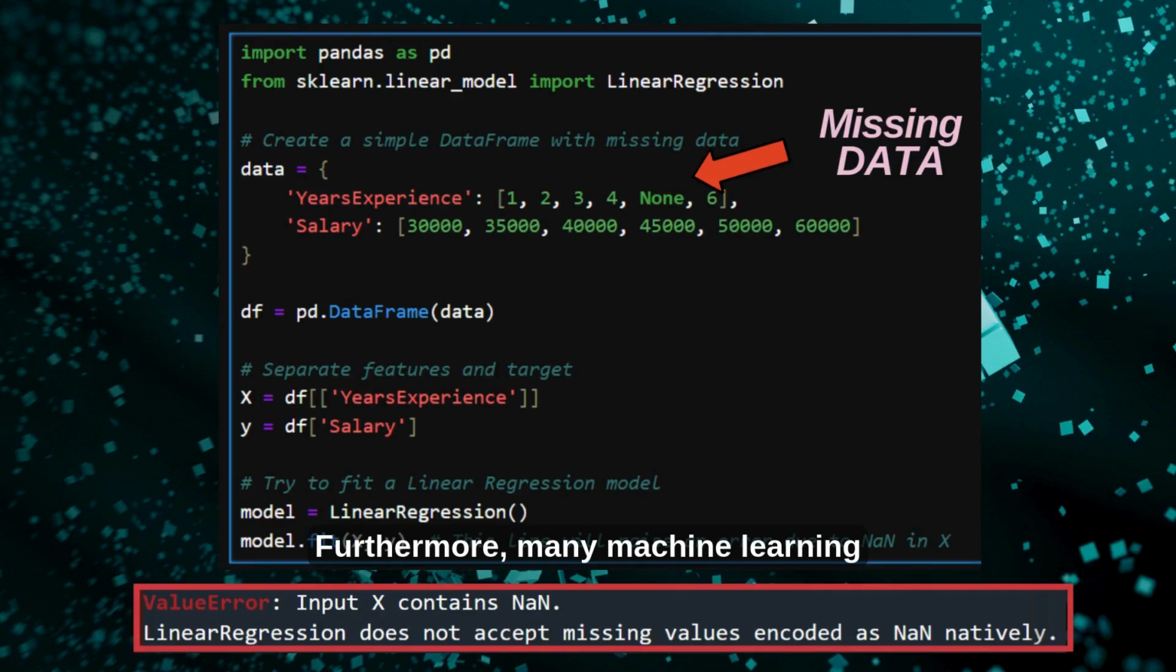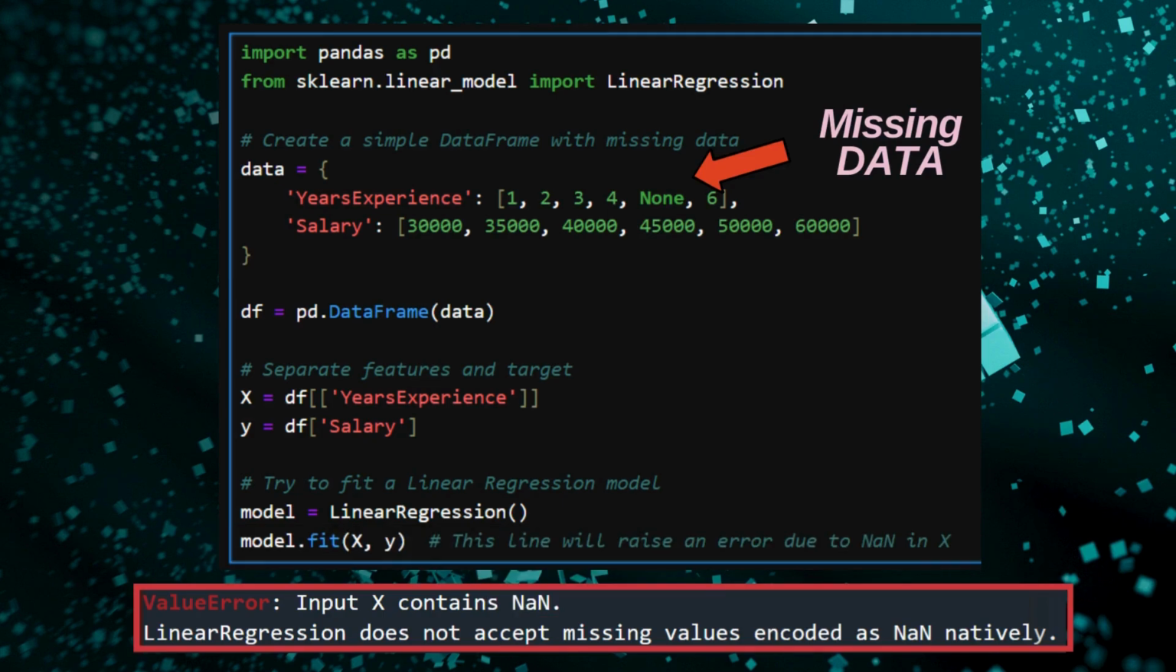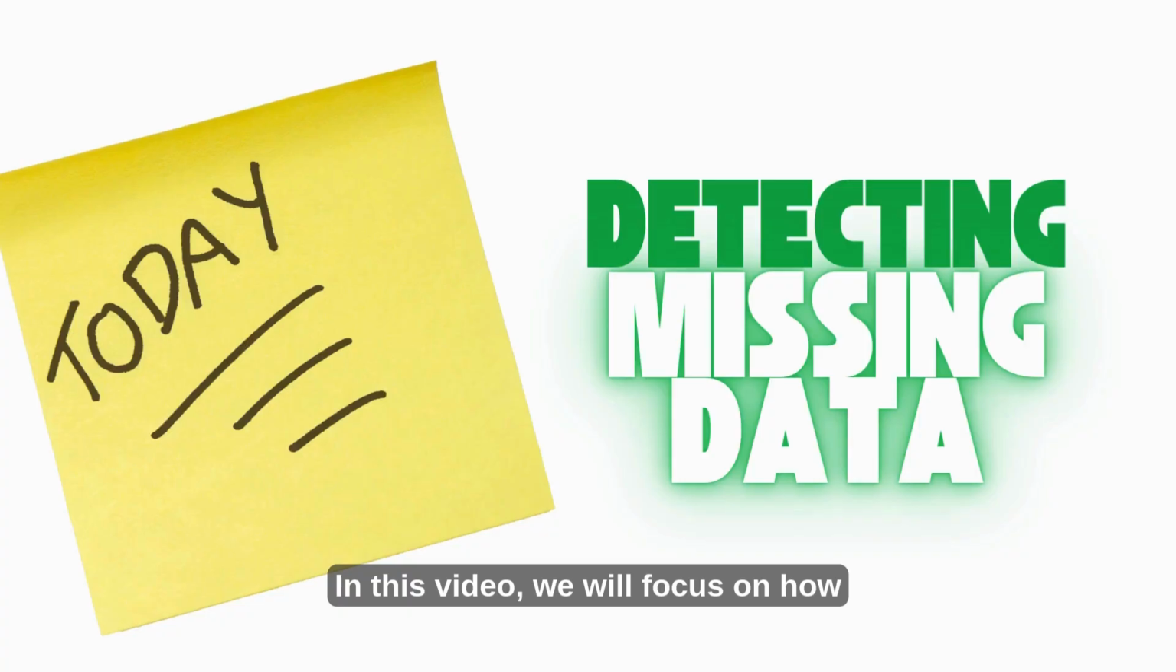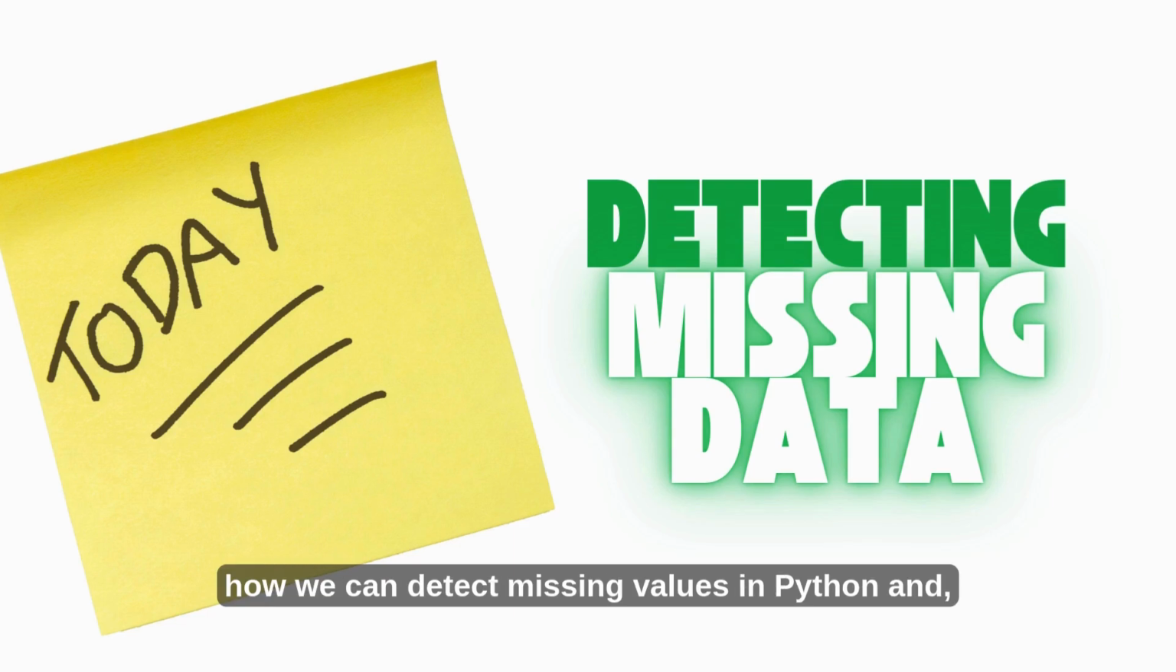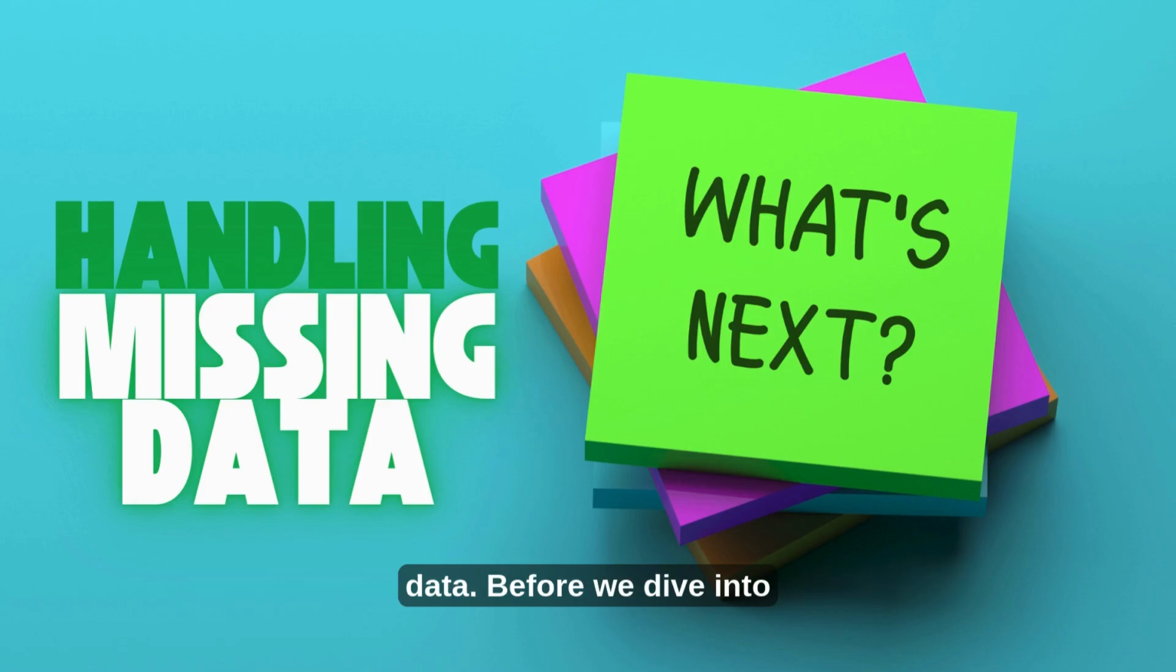Furthermore, many machine learning algorithms, like linear regression, support vector machines, and deep learning models, do not support missing values natively and will throw errors unless the data is pre-processed. In this video, we will focus on how we can detect missing values in Python, and in future videos, we'll learn how to deal with missing data.